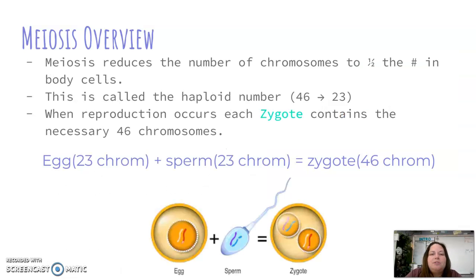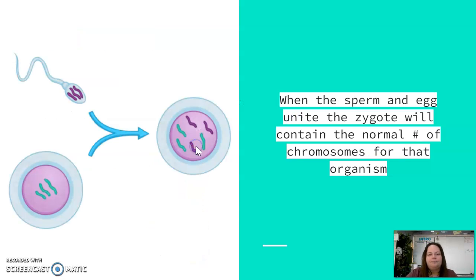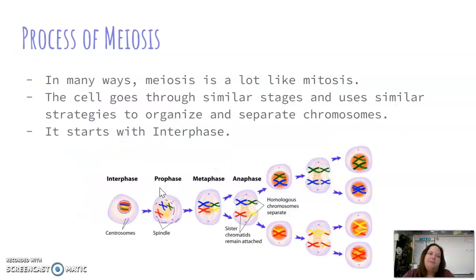All right, meiosis reduces the number of chromosomes to half the number in the body cells. This is called the haploid number, half. If you can remember that, that's going to help you out a lot. So that means there are 23 chromosomes. When reproduction occurs, each zygote, which is the fertilized egg, is going to contain the necessary 46 chromosomes. Okay, so we have our egg with 23 chromosomes and our sperm with 23 chromosomes. When they come together and make that zygote, it will have 46 chromosomes, which is what it should have. All right, pretty much just another way of saying it. We need these to have half, so when they come together, you have the whole number.